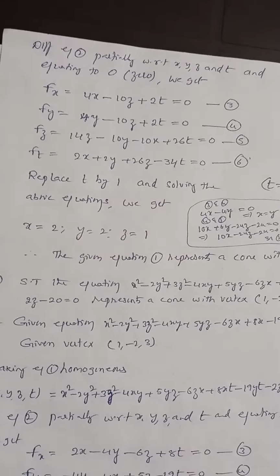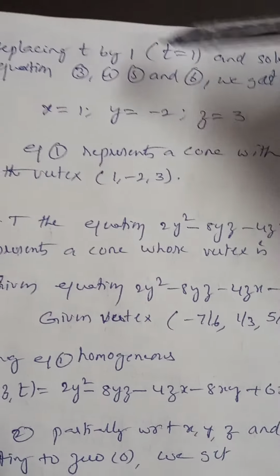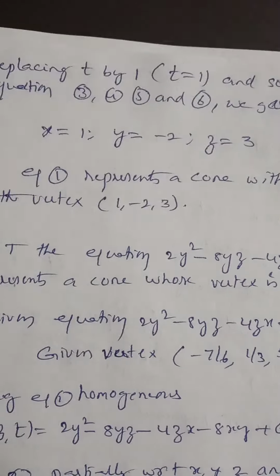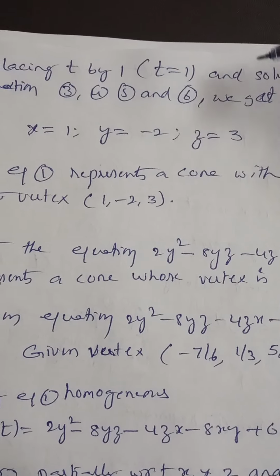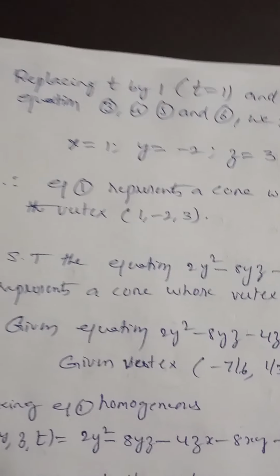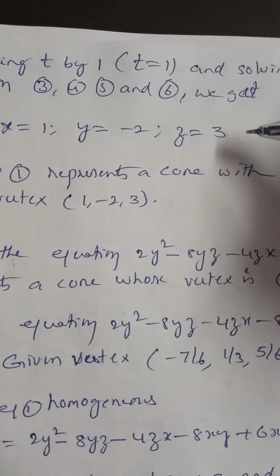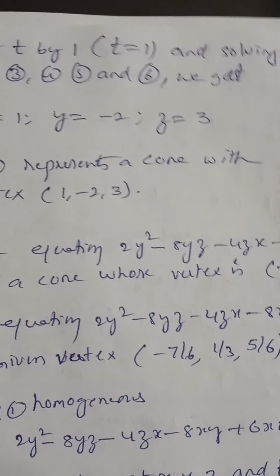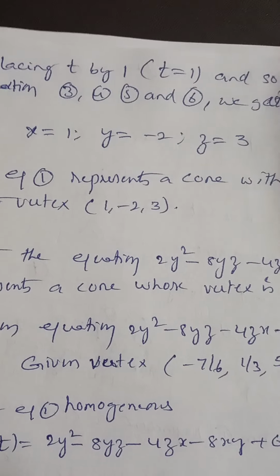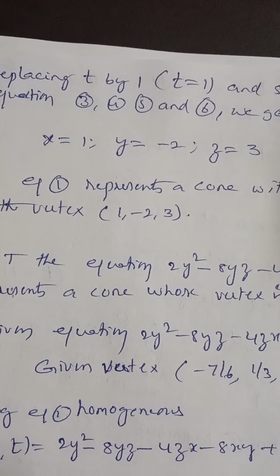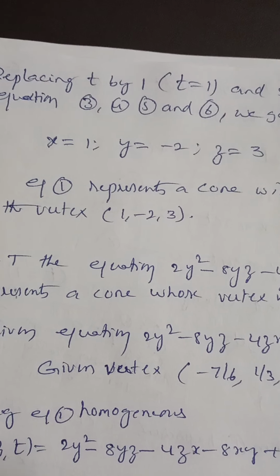Before solving these equations, we have to replace t by 1, right? T by 1 and then solve. We are replacing t by 1 in the above equations, and by solving those equations 3, 4, 5 and 6, we will get the values x is equal to 1, y is equal to minus 2, z is equal to 3 only. Once again I am saying, no need to solve the equation. Simply write the given vertex values as x, y, z.